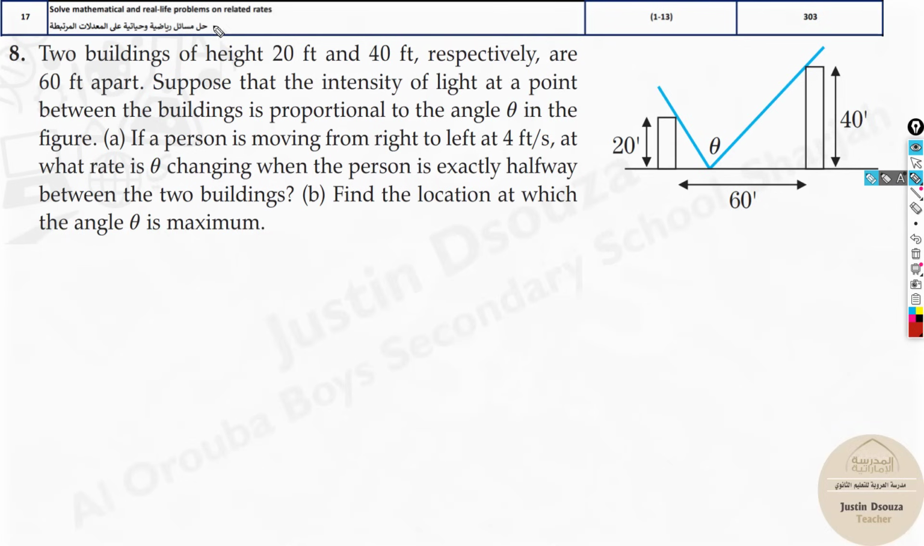There are two buildings given in the figure here. The height of the first building is 20 feet and the other one is 40 feet, respectively.